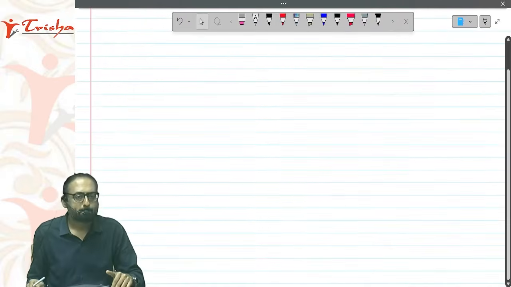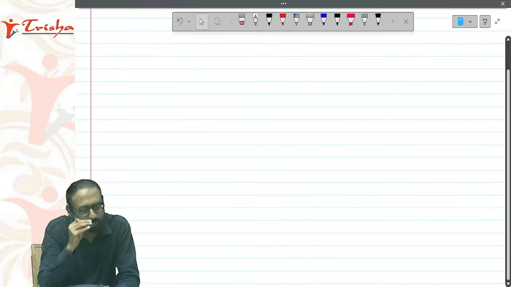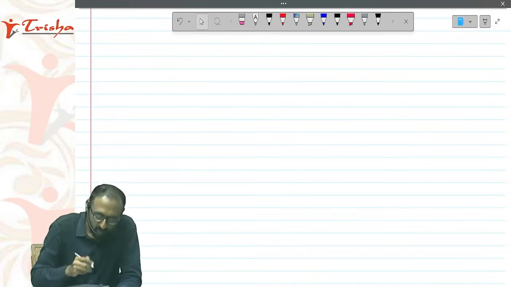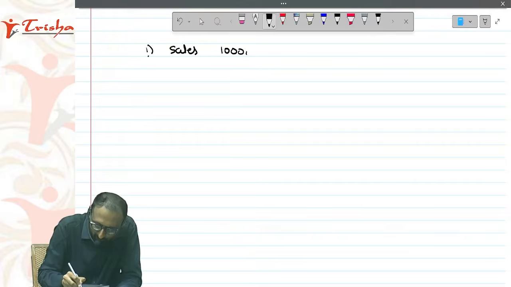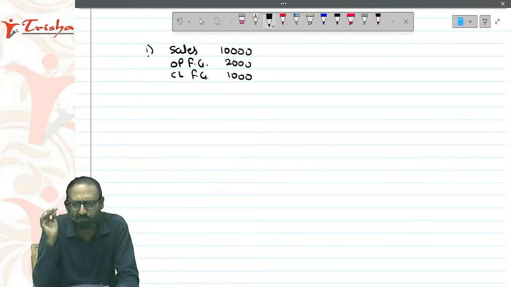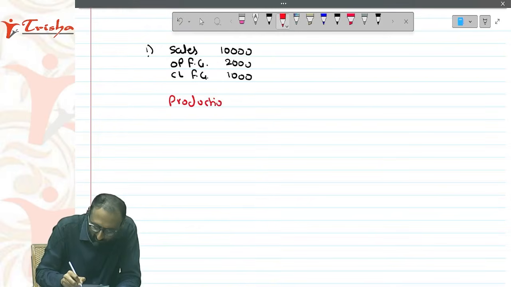Yes, sir. First tricky adjustment. In every question, this adjustment is a must. Suppose in a question, sales quantity is given 10,000. Opening stock of finished goods is given 2,000. Closing stock of finished goods is given 1,000. In every question you'll have to calculate these. So what will be your production quantity?